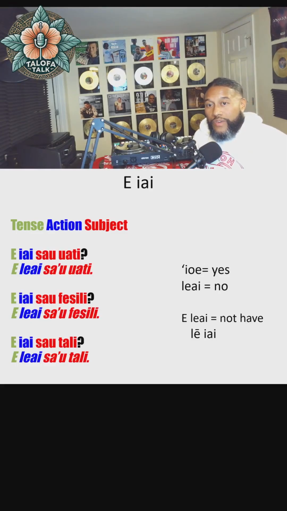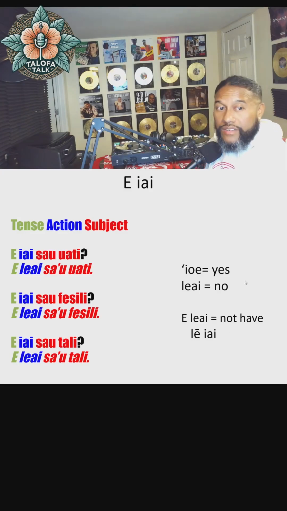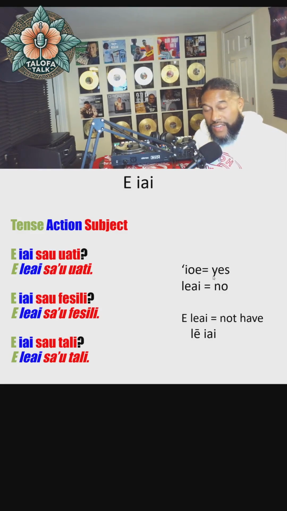All right, so we'll end it right here. Here's another conversation piece that you can have with your brother, your sister, your parents, your spouse, or whatever. You can ask them for stuff. So you can say, e iai sa wati. For example, you're asking, do you have a watch of yours? And then you could say ioe and leave it at that, yeah, I got one. Or you could say leai, which means no. Y'all know that. Ioe or leai, right?